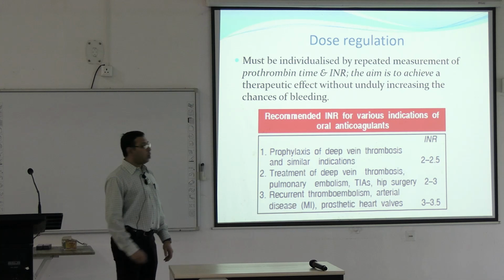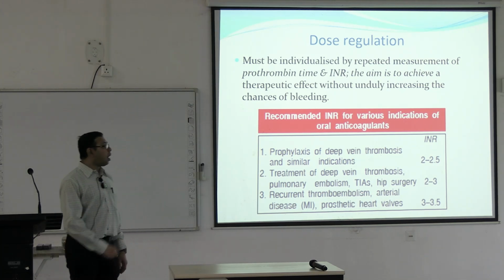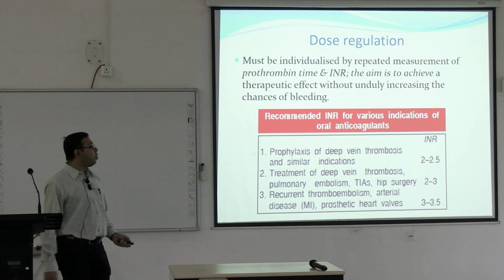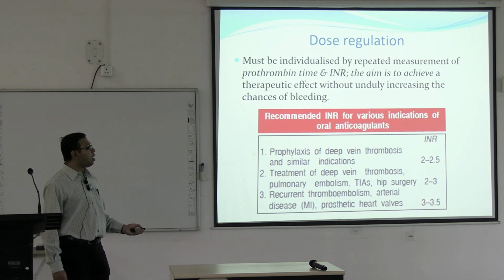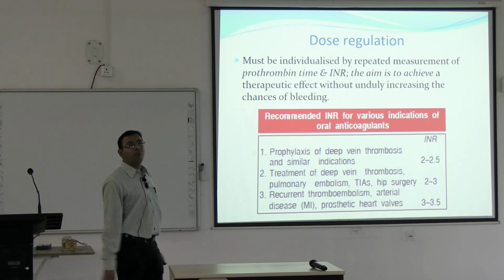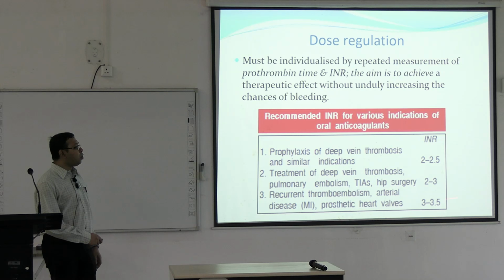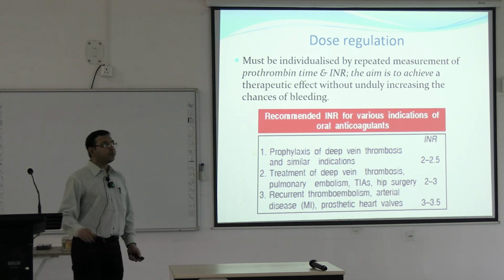For recurrent thromboembolism, arterial disease like myocardial infarction, and prosthetic heart valves, we need more anticoagulation, so an INR of approximately 3 to 3.5 is needed. So if there is myocardial infarction or recurrent thromboembolism, we need more; the INR is to be kept between 3 to 3.5.